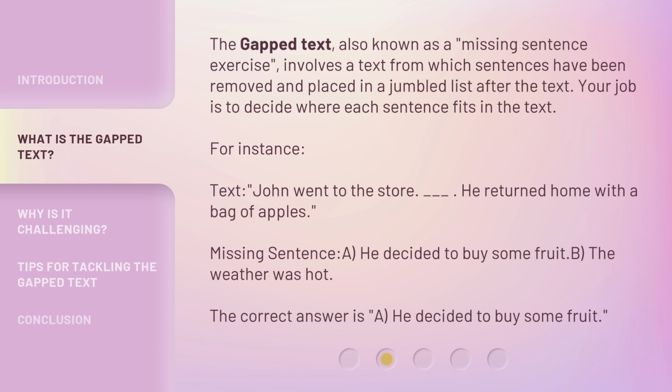For instance, text: John went to the store, ____. He returned home with a bag of apples. Missing sentence: A. He decided to buy some fruit. B. The weather was hot. The correct answer is A. He decided to buy some fruit.